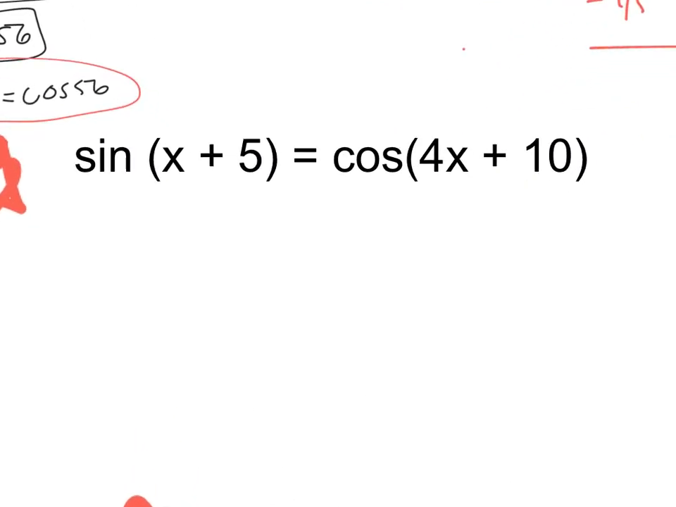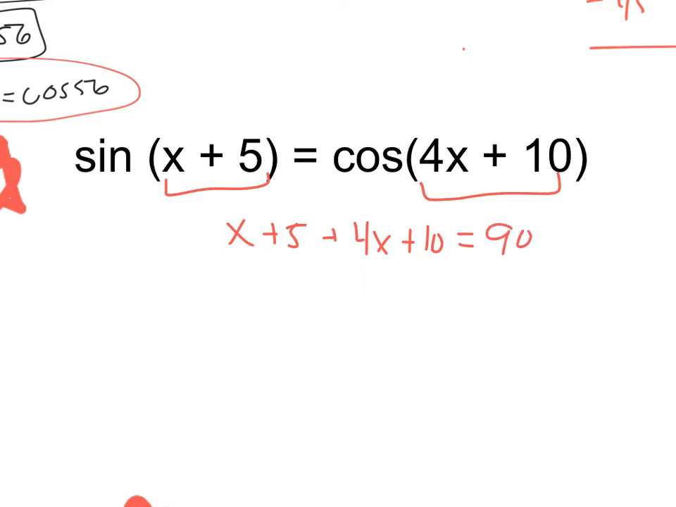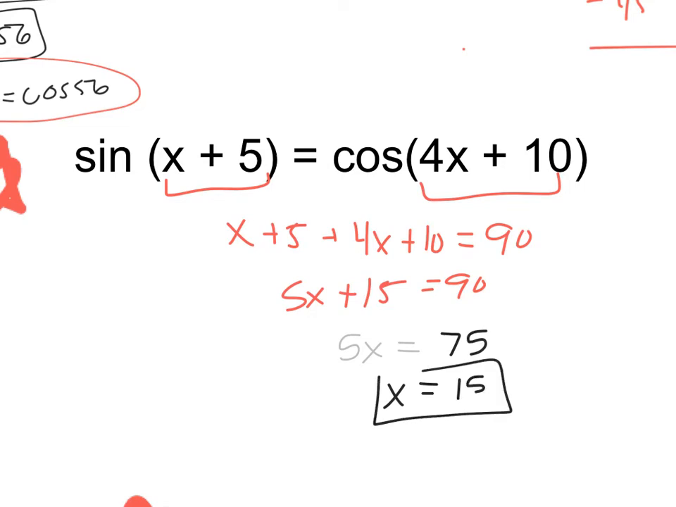So I have sine of x plus 5 equals cosine of 4x plus 10. I just do angle plus angle and set it equal to 90. So I get x plus 5 plus 4x plus 10 equals 90. I combine my like terms and I get 5x plus 15 equals 90. I get rid of the 15 by subtracting 15, and then I get 5x equals 75. Then divide by 5, and I get x equals 15. And that's your final answer.